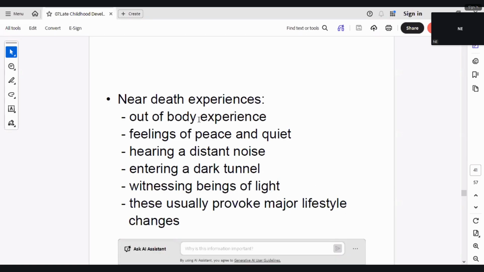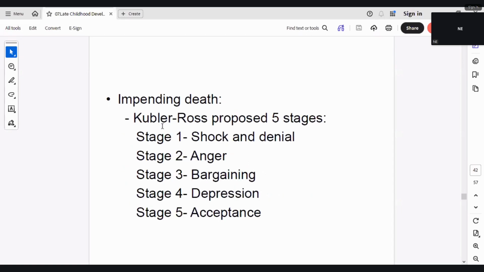And usually people who've had these near-death experiences will then have major lifestyle changes. So after surviving an accident or an almost drowning, people will, for example, donate, or they will stop a lot of behaviors that were not good, to say the least. And so they start to become more focused on prayer, things like that. So it can provoke major lifestyle changes.